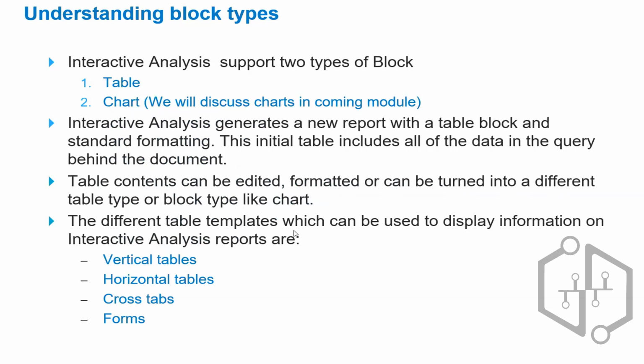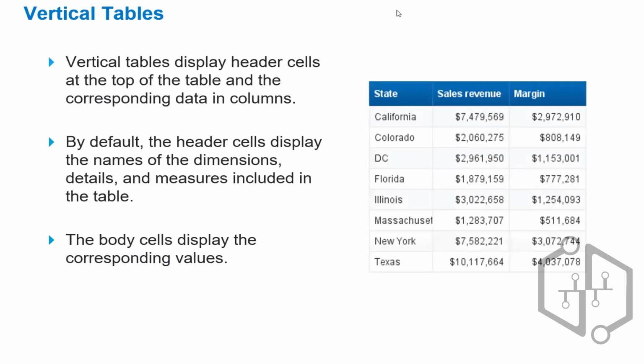Those table contents can be edited, formatted, or can be turned into a different table type or block type like chart. The different table templates which can be used to display information in Web Intelligence are vertical tables, horizontal tables, cross tabs, and also forms. This is the vertical table look. So it is like a normal table. It is showing columnar, row-wise data.